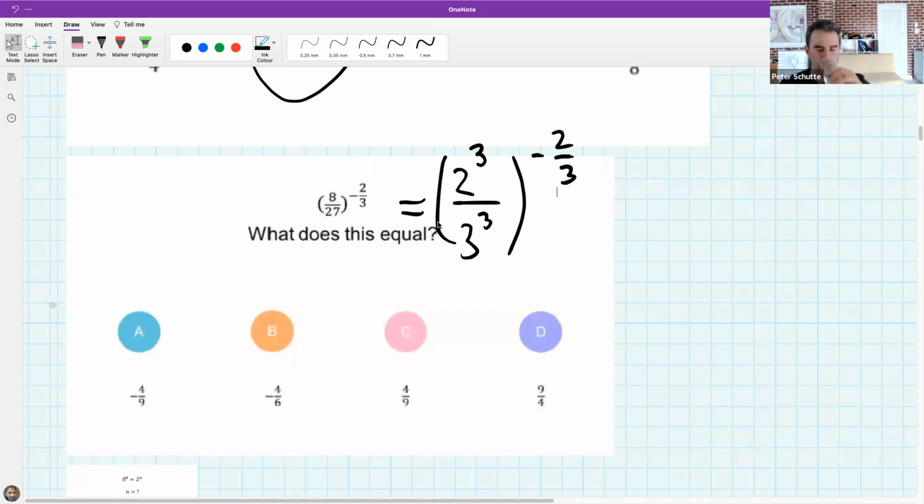We have a hand from Beverly. Let's go to Beverly. Beverly, what do you think? Hi, sir. So since the fraction is in brackets, you must multiply all the exponents with the outside exponent.